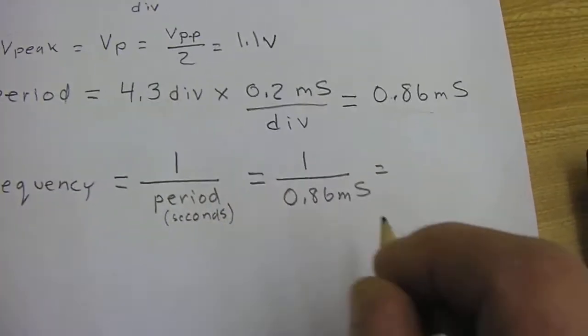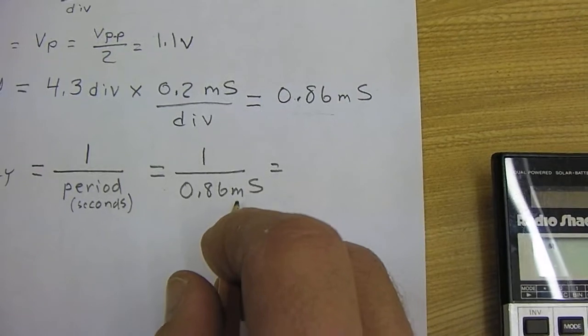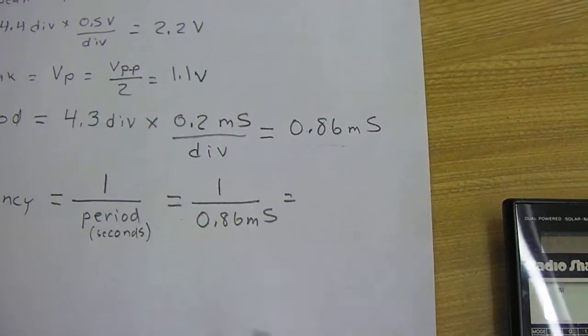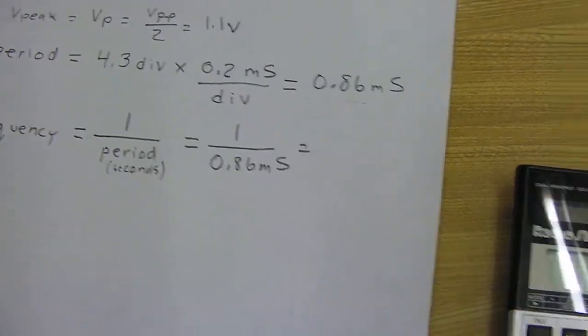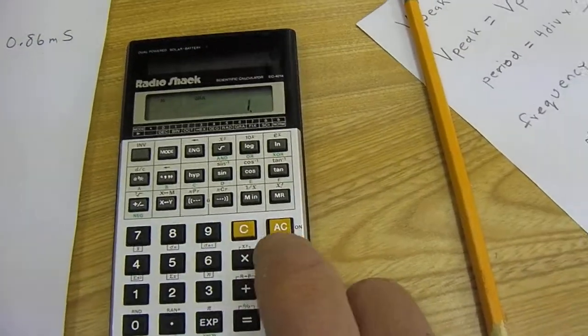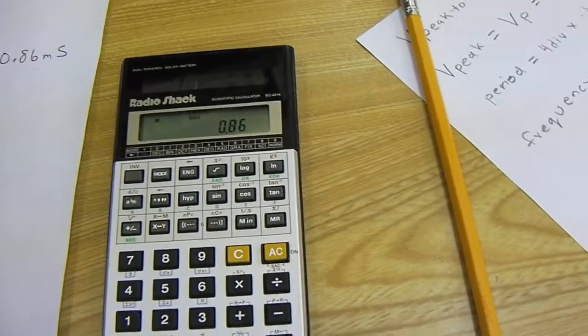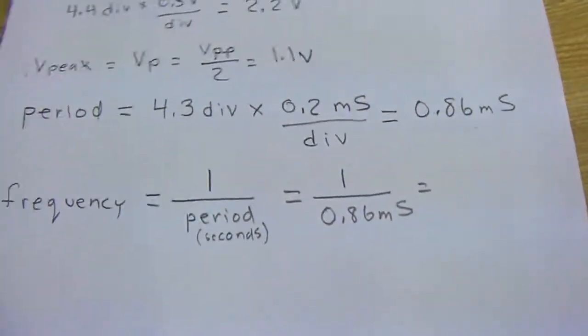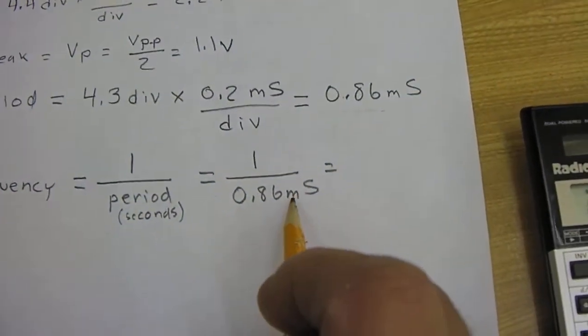So if it's measured in seconds, we want to make sure that if we use milliseconds here, we don't make the mistake of simply taking 1 divided by 0.86. If we did that, we'd get a very wrong answer. We'd get 1.16 hertz. Well, that's not correct, because we have to realize that this is milliseconds.